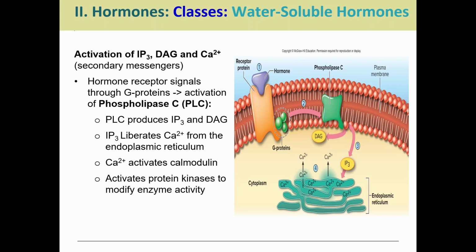IP3 will cause a release of calcium from the smooth ER. Calcium will activate calmodulin. This then helps activate kinases to turn things on. So again, it's a very similar process to what we talked about earlier. It's just we've changed the main players here.